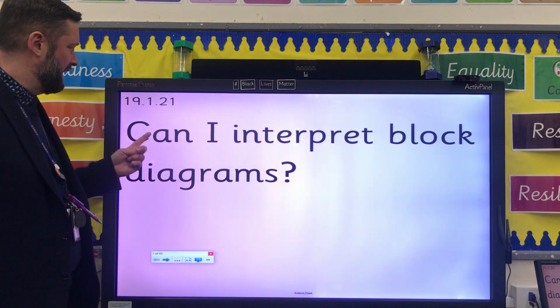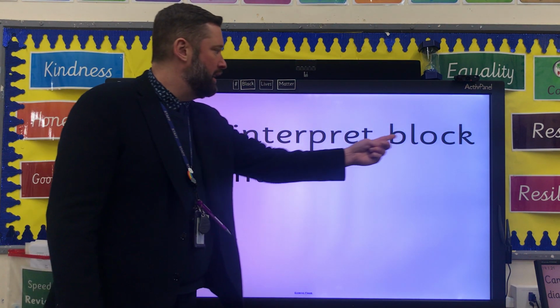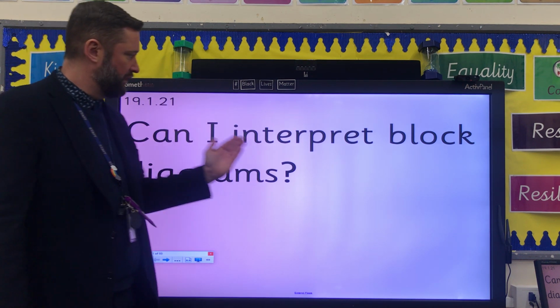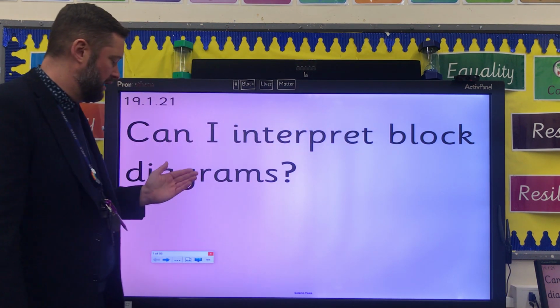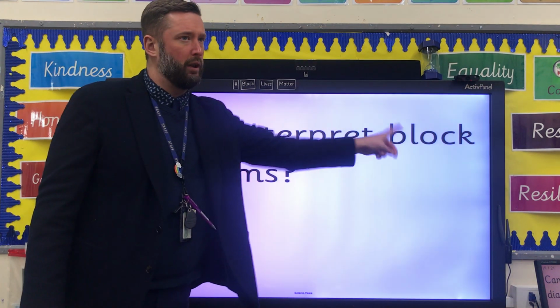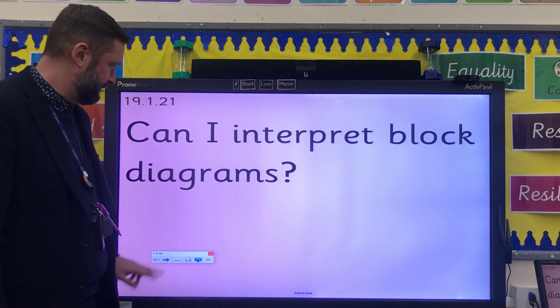My turn. Can I interpret block diagrams? Your turn. Let's check first that you can remember what a block diagram is.